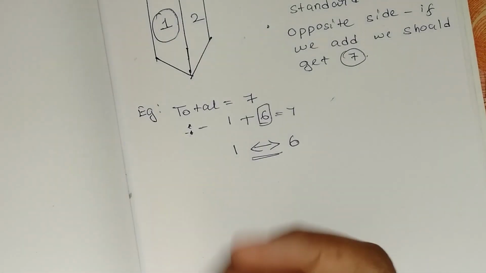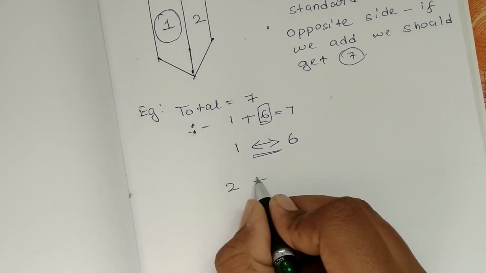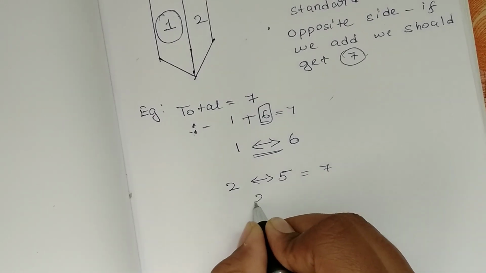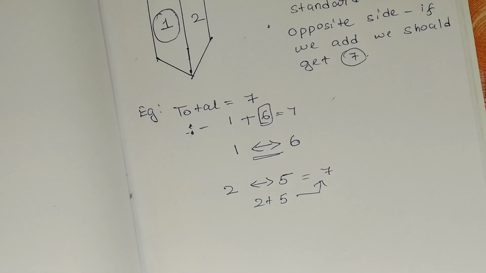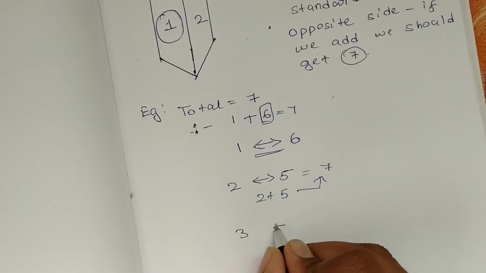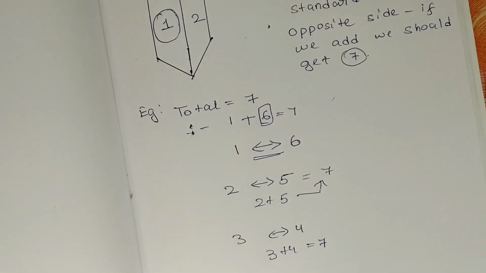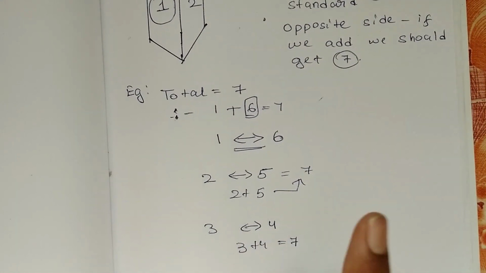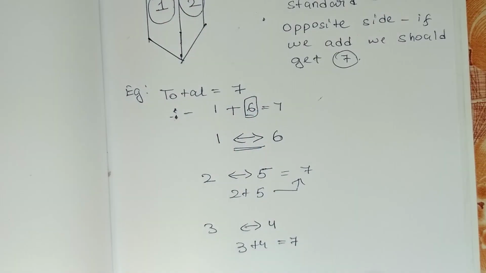If they ask for 2, for 2 we will get 5. So 2 plus 5 equals 7, right? So 2 will be opposite to 5, and for 3 the opposite is 4, because 3 plus 4 equals 7. As you know, opposite to 3 will be 4, opposite to 2 will be 5, and opposite to 1 will be 6. This is completed, and this is nothing much.